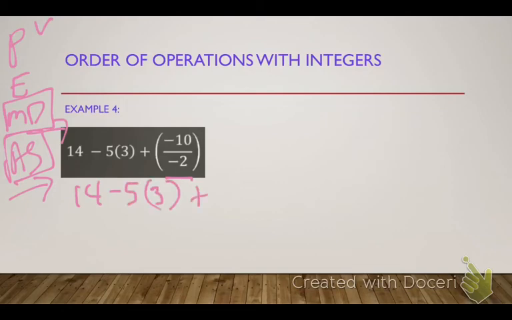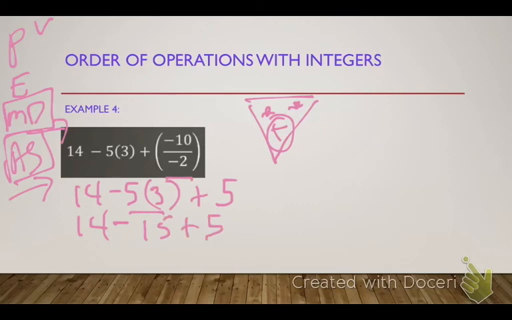Added to, let's see, multiplication, division. We have a negative 10 and a negative 2. Our answer is positive then. Added to 10 divided by 2 is 5. So here we go. We got 14 minus 5 times 3 is 15, added to 5.